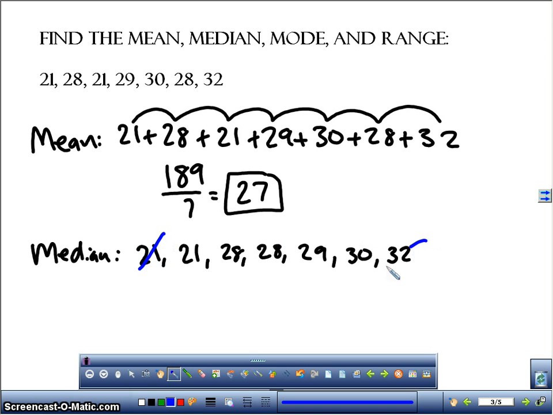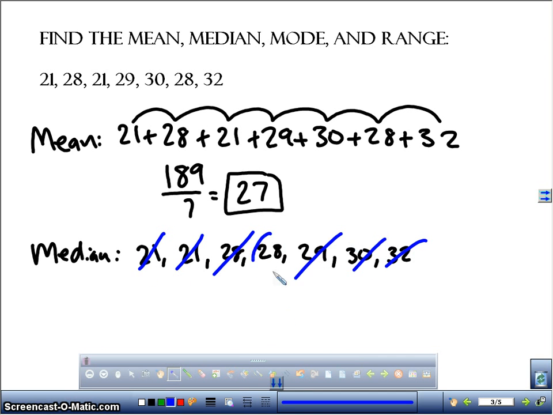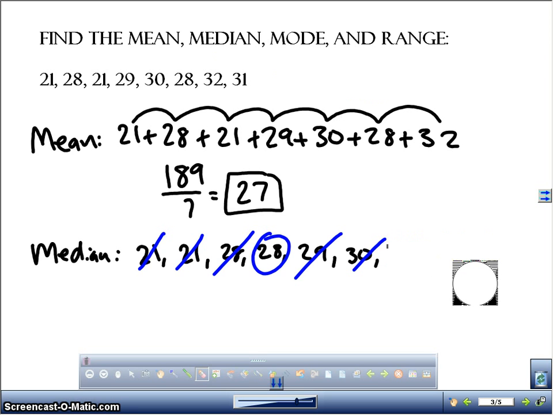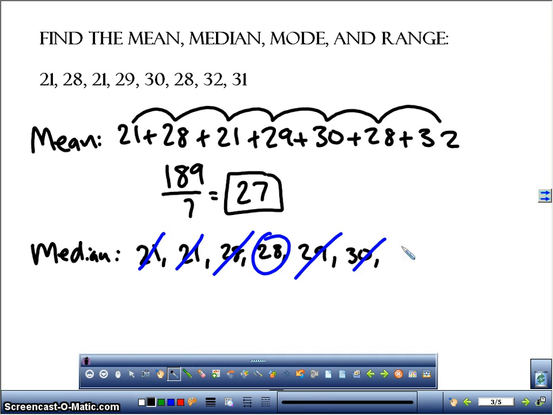So I'm going in 1, 2, 3, and the number that's left, 28, is my median. Now, what would happen if I had, let's say, one more number there? So I just added my 31 on there. So if I went back through, and right here, I had to put a 31 and a 32.